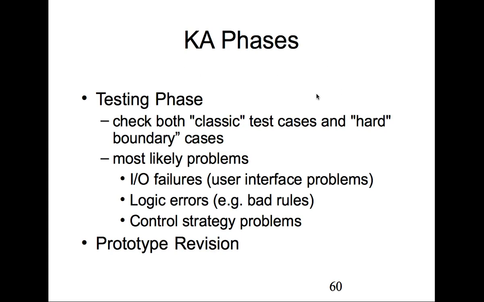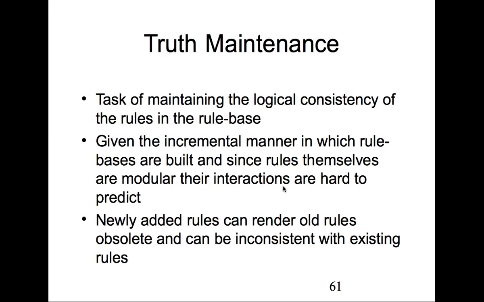So in the testing phase, you check both the classical test case and then the hard boundary cases. Terminology is used to definitely separate out the type of testing that you're doing. And also, the most likely problems are going to occur with I/O failures from user interface problems, logical errors from bad rules, control strategy problems, and prototype revisions that might exist as well in terms of testing phases.